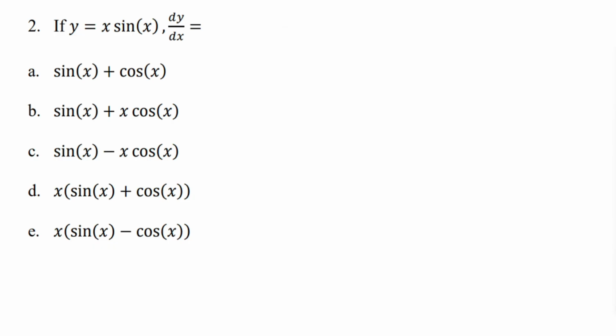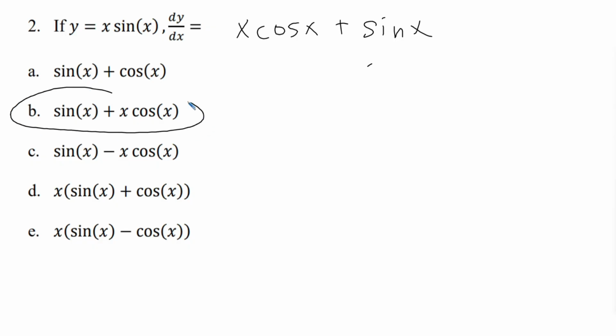For our second one here, we're just going to use the product rule on x sine of x. So our first function is x, so that'll be our u. And then our dv is the derivative of sine x, which is cosine x. And then we'll add to that the derivative of x, the derivative of the first function, which is just 1, times the sine of x. And so we can see our answer is x cosine x plus the sine of x. And if we look in here, it looks like that's option B.